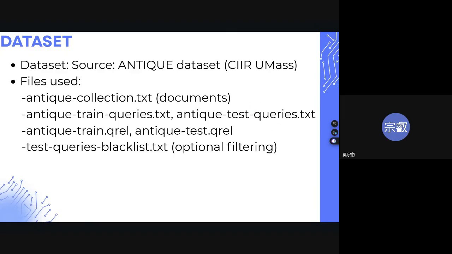And we use the ANTIQUE dataset provided by CIIR UMass. The raw inputs come from multiple official files: the document collection, training and test queries, and query relevance labels. There is also an optional blacklist for filtering some test queries. Because these sources are separate, the first thing we do is standardize everything into one unified table that all models can reuse.